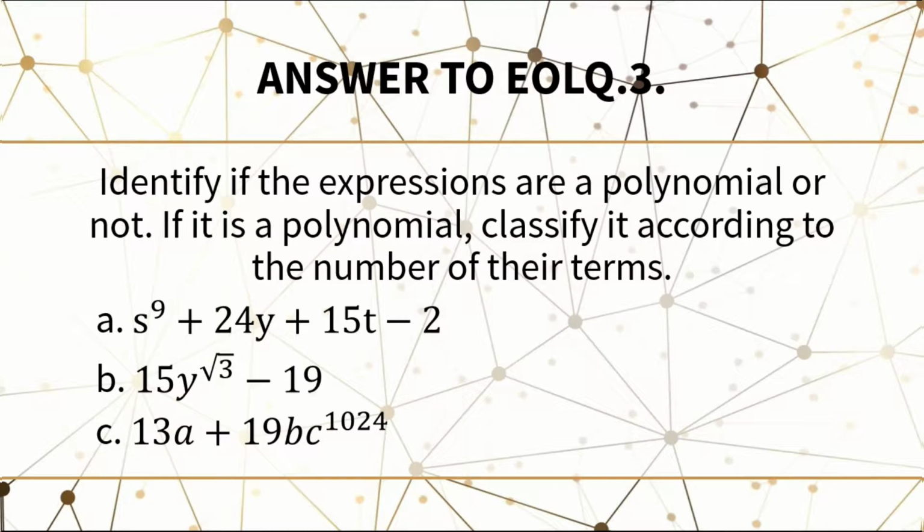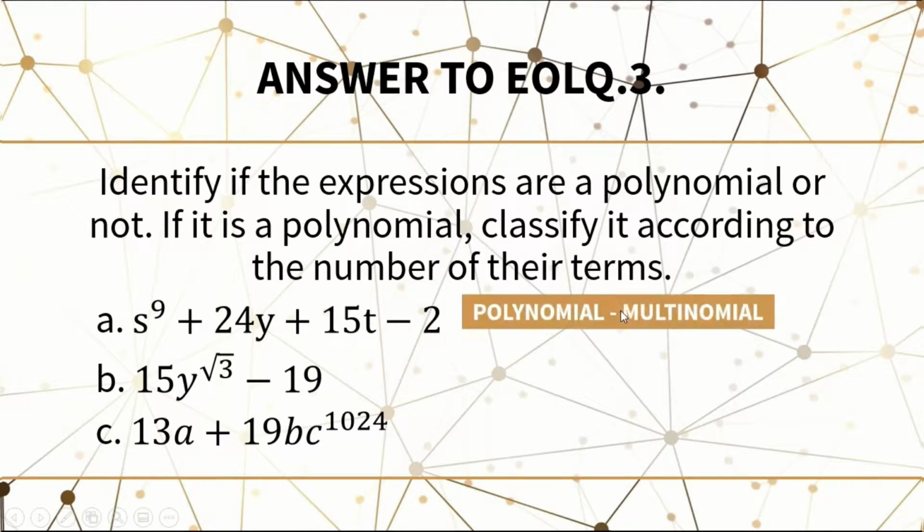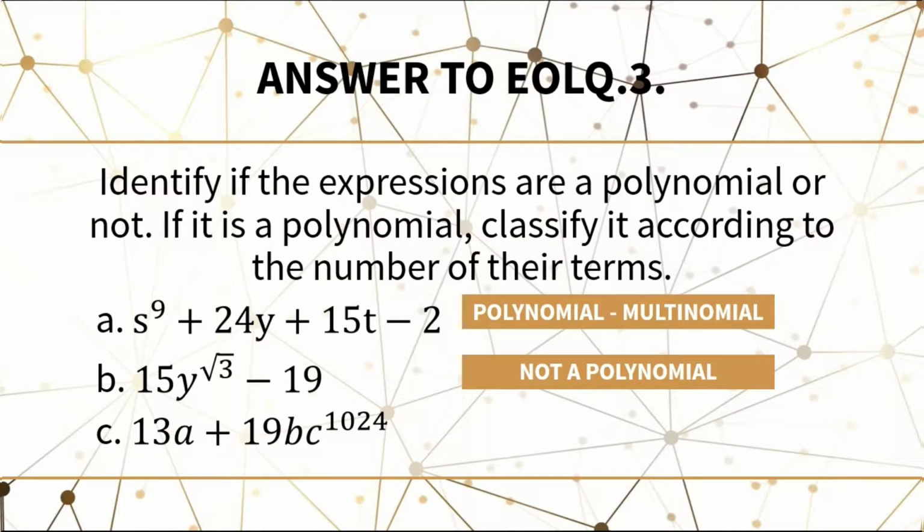Letter A is actually a polynomial. At ito ay multinomial kasi meron tayong terms na more than 3. So, we have 1, 2, 3, and 4. Ayan. Next, letter B. 15y raised to the square root of 3 minus 19 is not a polynomial. Hindi siya maging polynomial kasi bawal tayo magkaroon ng square root of 3 sa ating expression or sa variable.